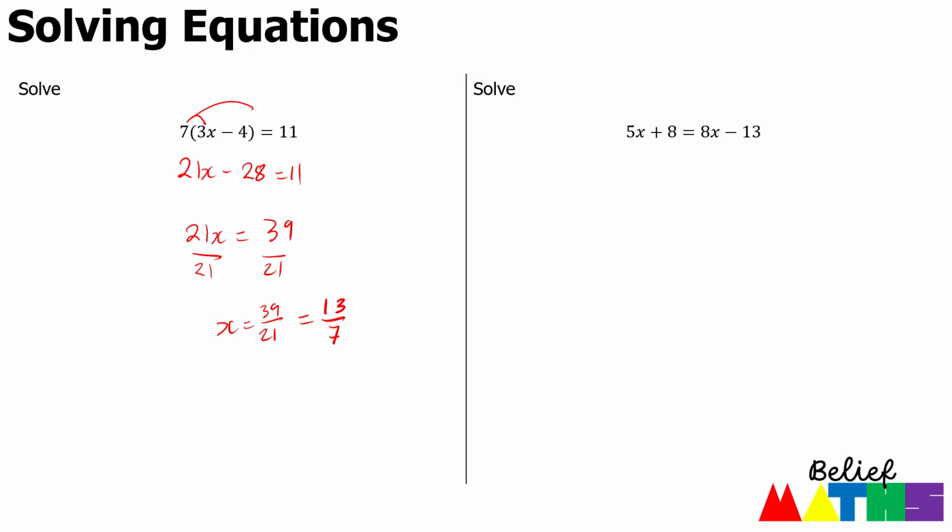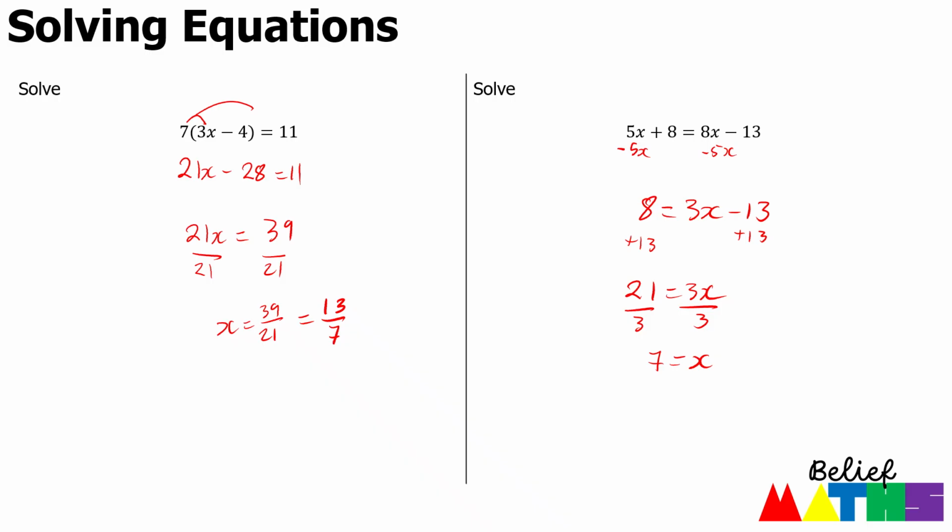Now with the one on the right, we've got unknowns on both sides. I like to always move the smaller x, so in this case we're going to move this 5x, so subtract 5x from both sides, and we get 8 is equal to 3x minus 13. Now it's pretty much the same as we had on the left hand side, we just have to work the other way around. So we add 13 to both sides. That gives us 21 is equal to 3x. Dividing both sides by 3, and this gives us a nice integer answer of 7.